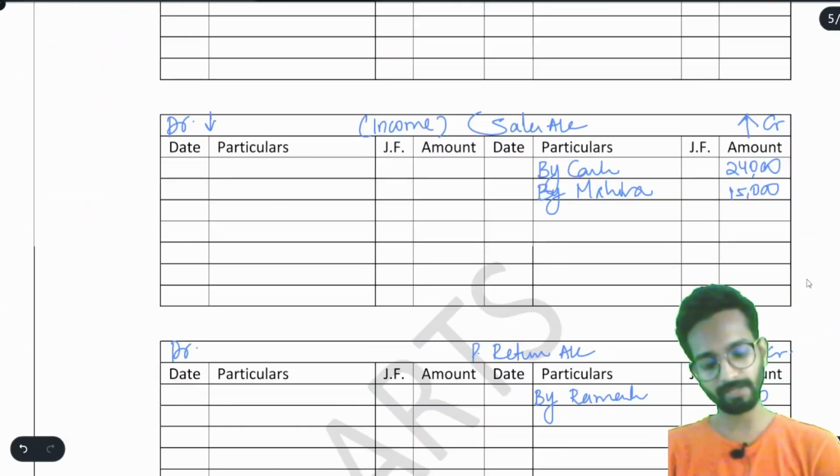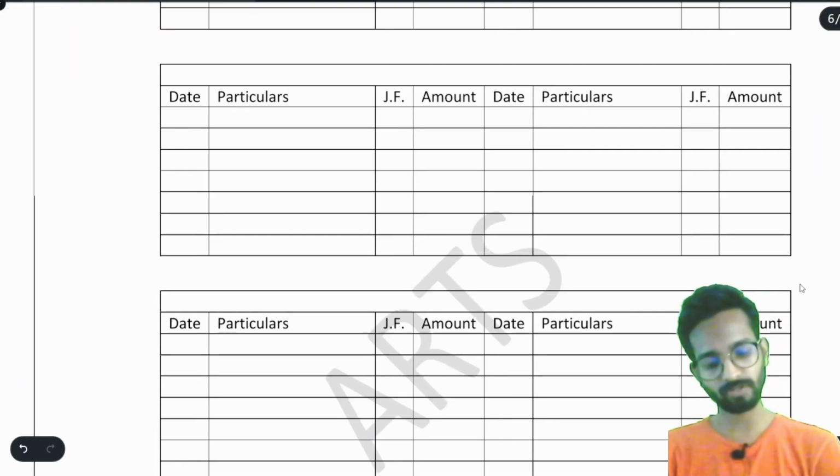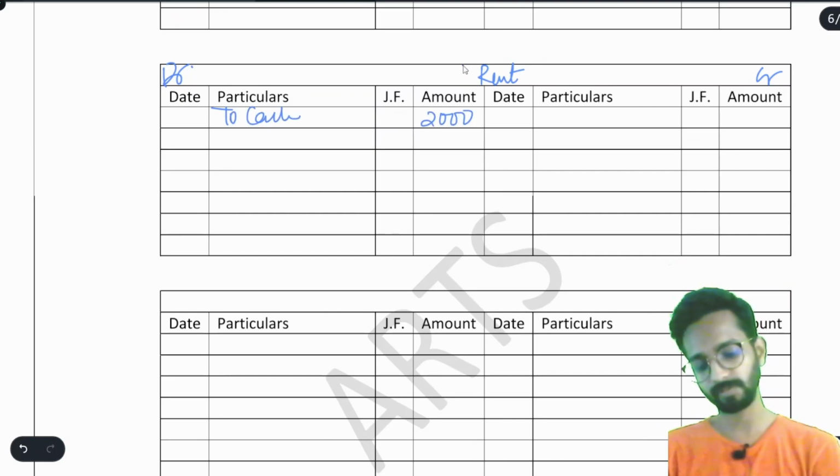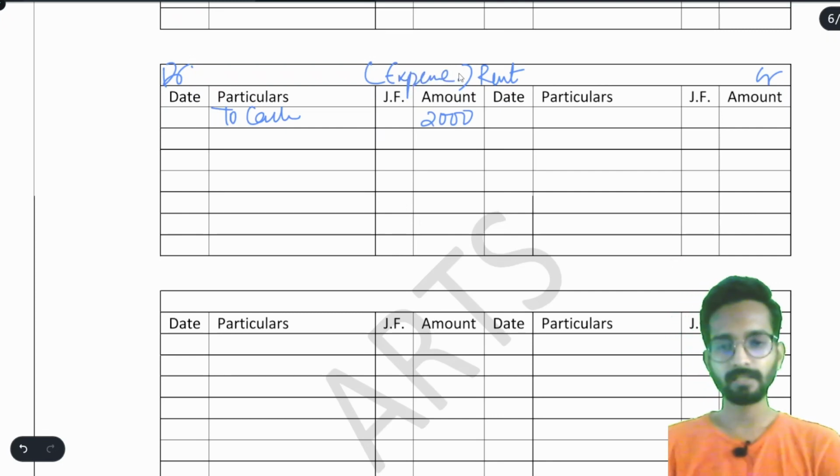Then prepare a rent account. Rent is our expense. We know that. Credit, debit, rent to cash. How much? 2,000. This is our expense. Now see, all the entries are posted into the ledger accounts.